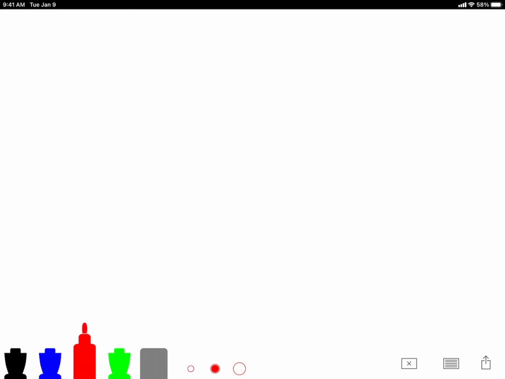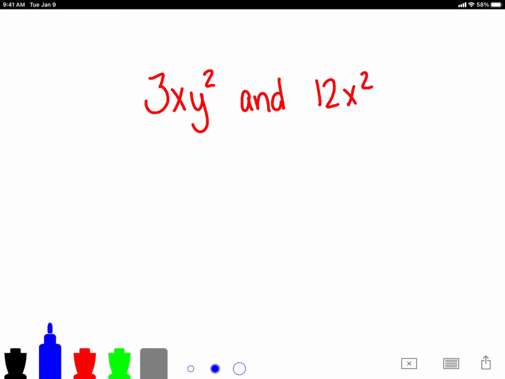So if I had 3xy squared, and I'm not going to do any binomial stuff yet, and I had 12x squared. Again, to find the greatest common factor between those two numbers, I can do upside down division. I know that the biggest number that goes into 3 and 12 is 3, so I don't have to do my upside down division unless you just wanted to double check. They both have an x. This has an invisible 1 and this has a 2. So the smallest is the x to the first power.